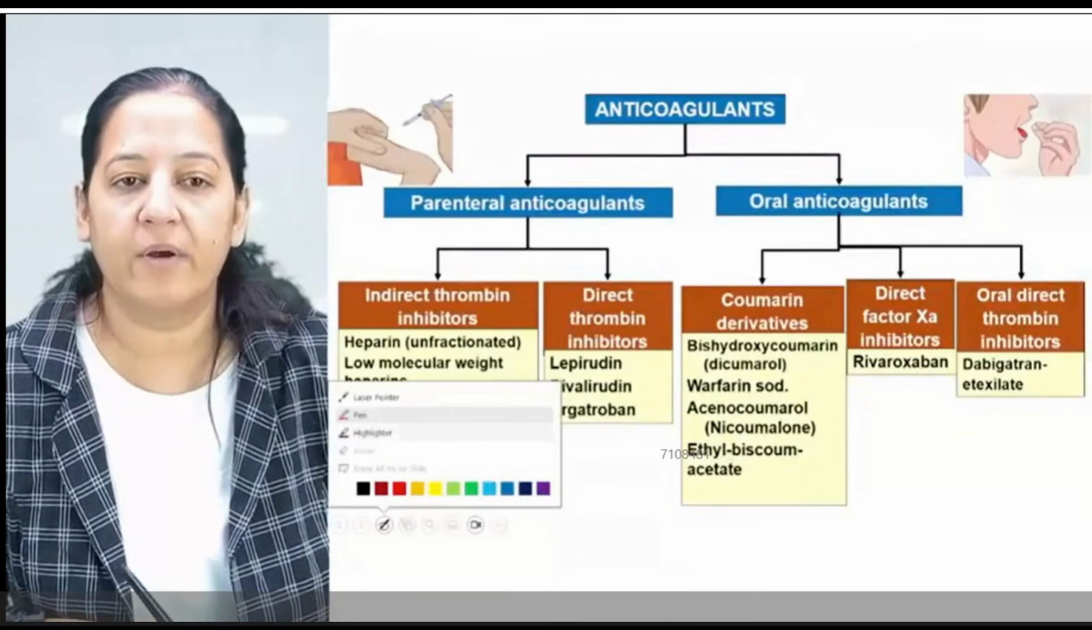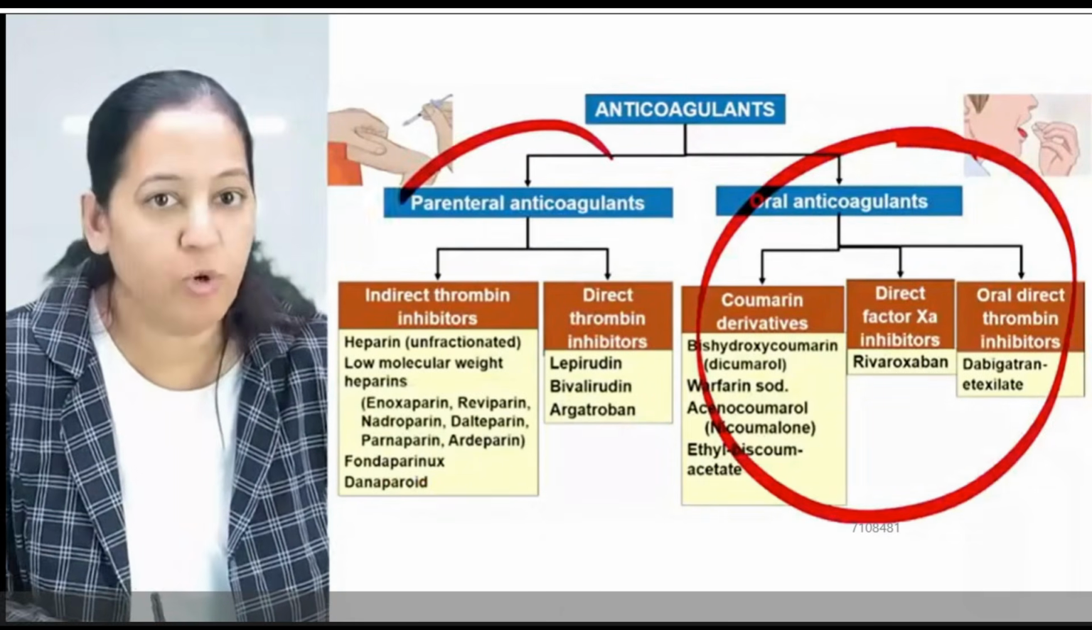So I'm done with the oral anticoagulants, people. I'm done with this portion. This portion I will take in the next session.